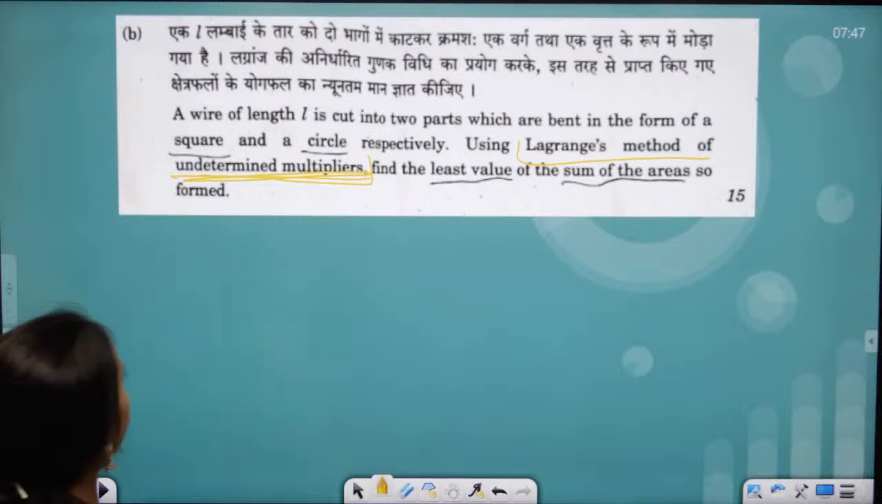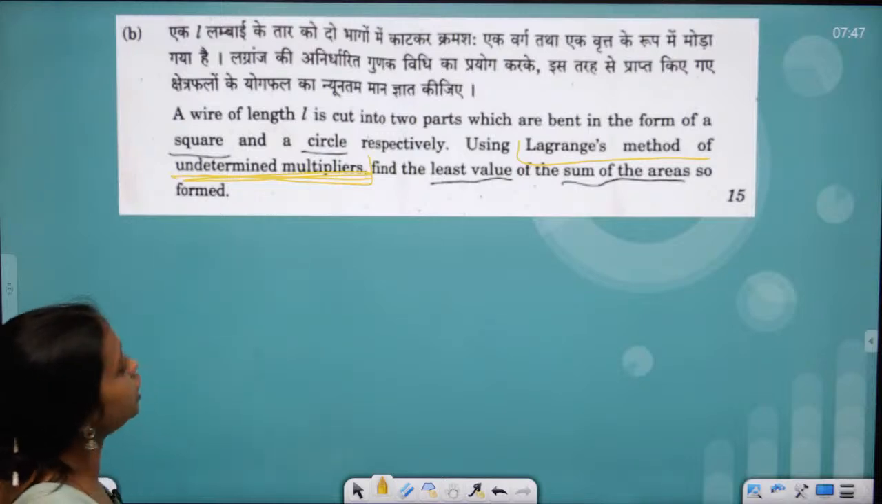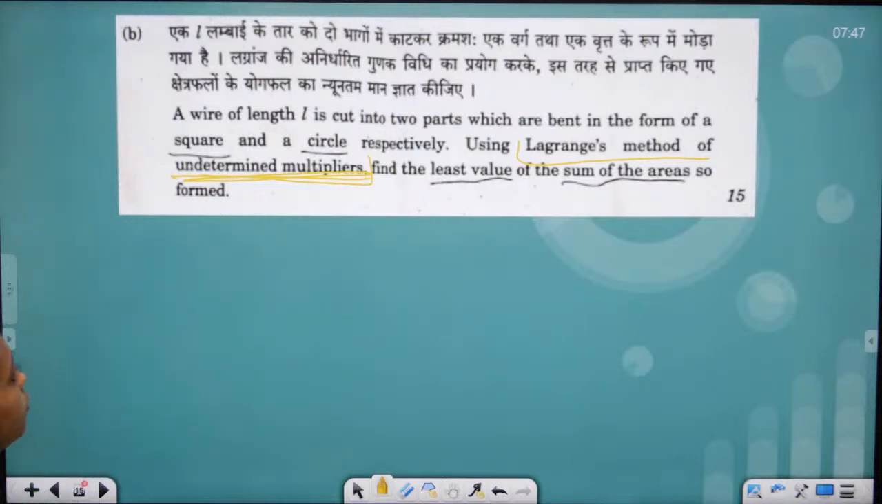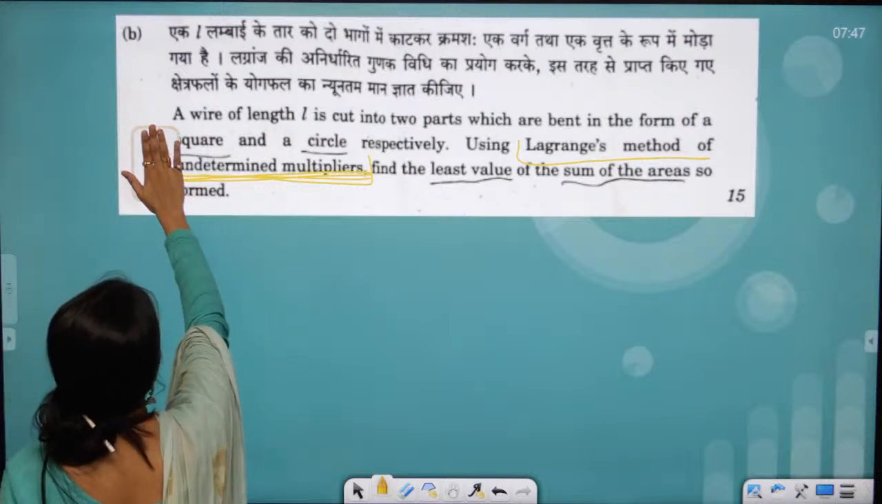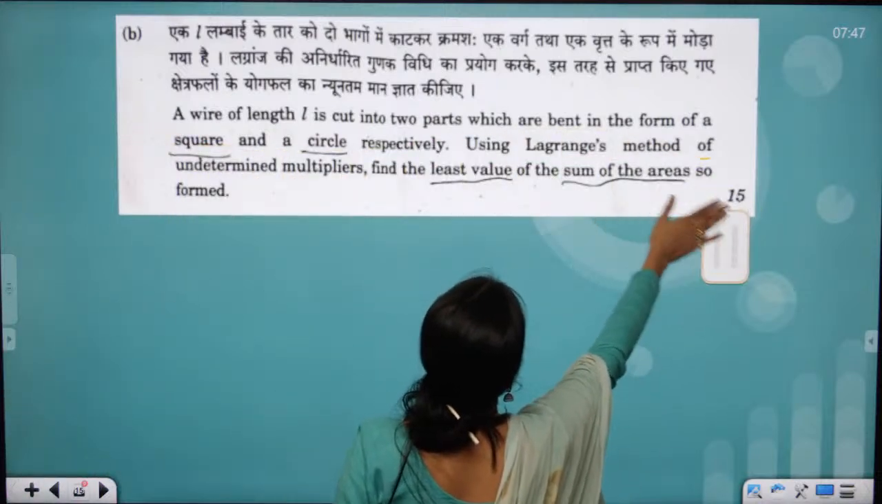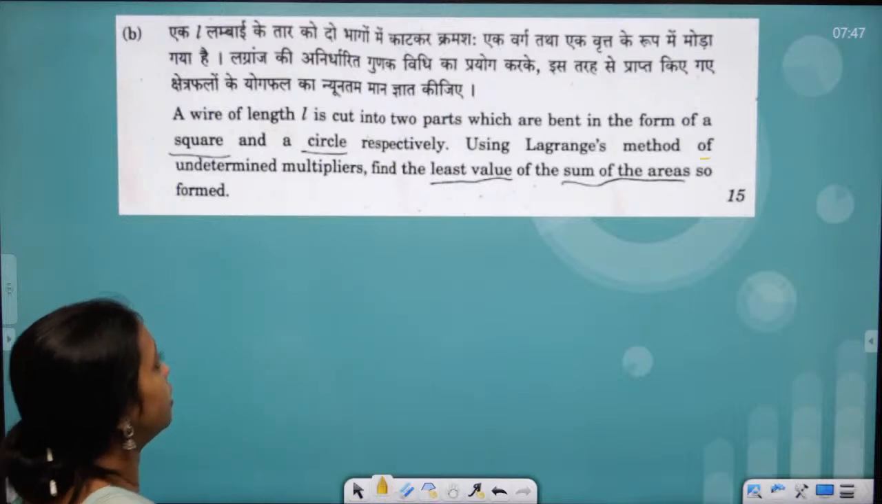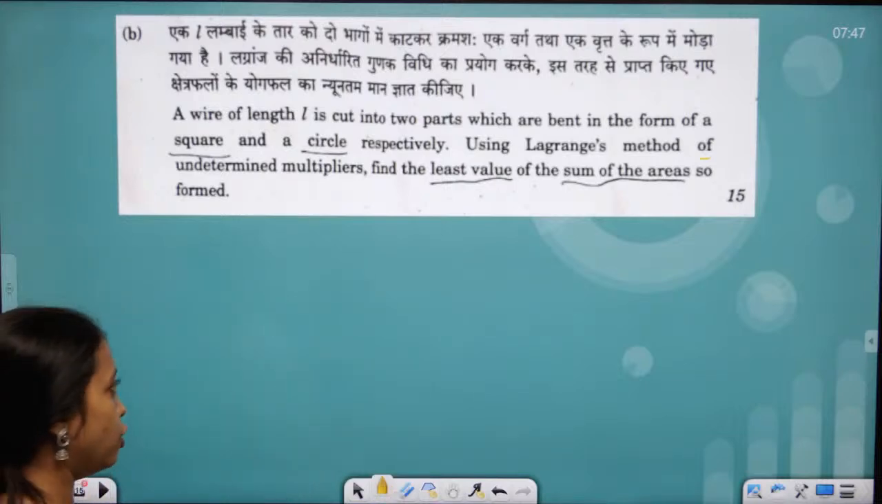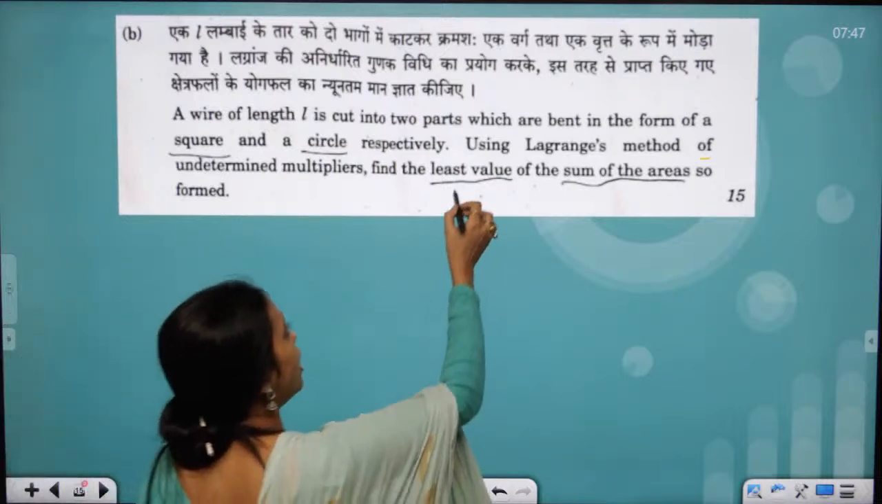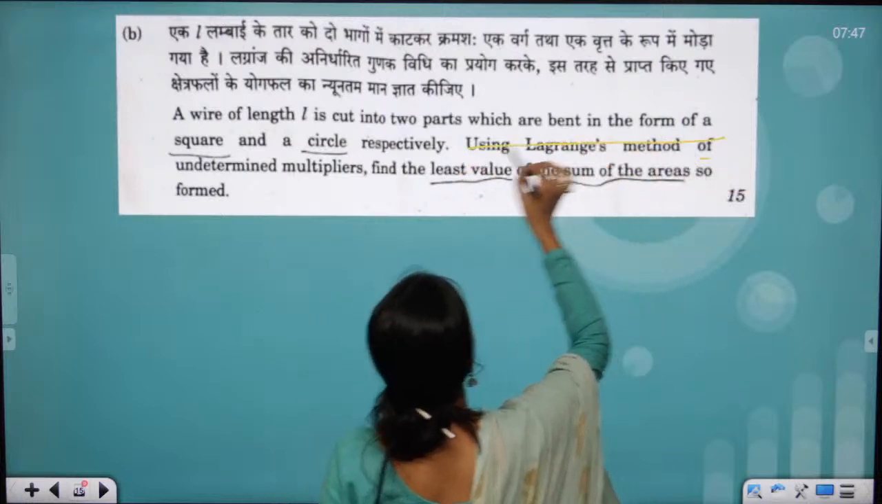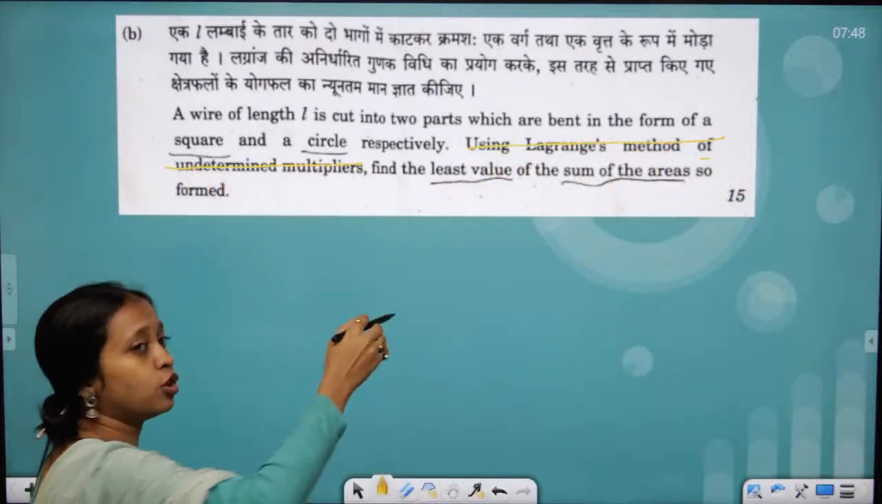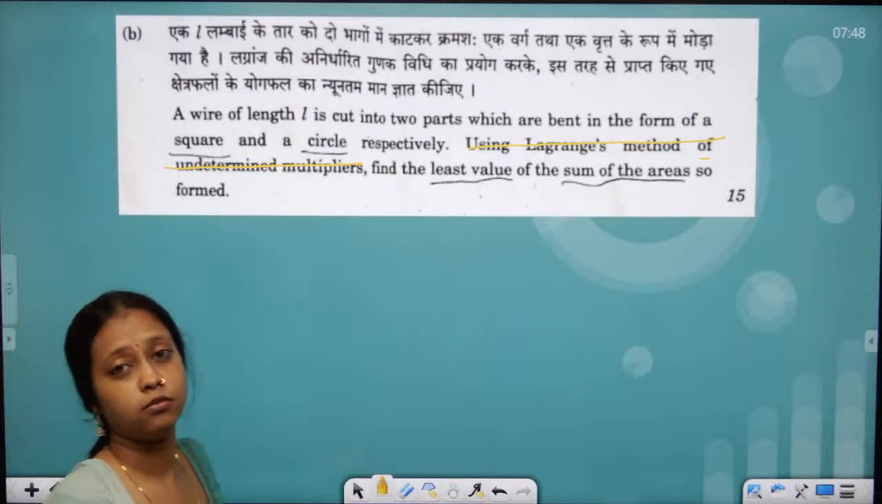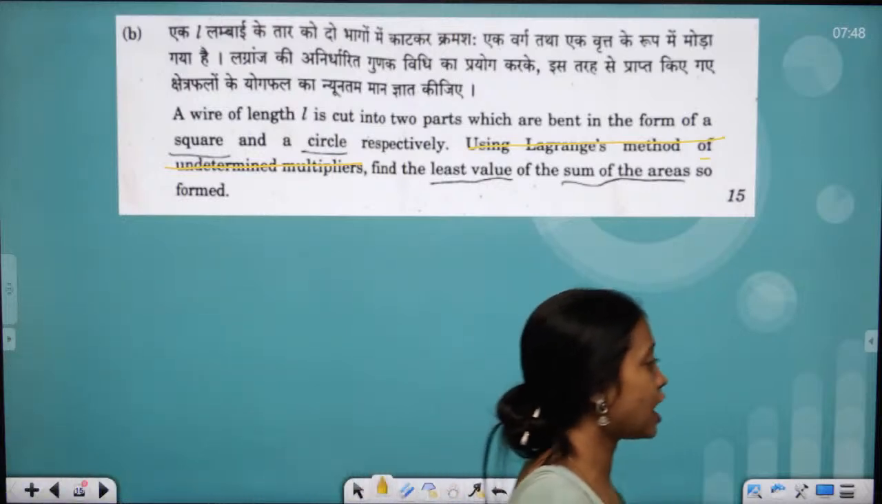What was the question? A wire of length L is cut into two parts which are bent in the form of a square and a circle respectively. Using the Lagrange's method of undetermined multiplier, find the least value of the sum of the areas. Now if I just forget about this, this becomes a question of class 12th level.